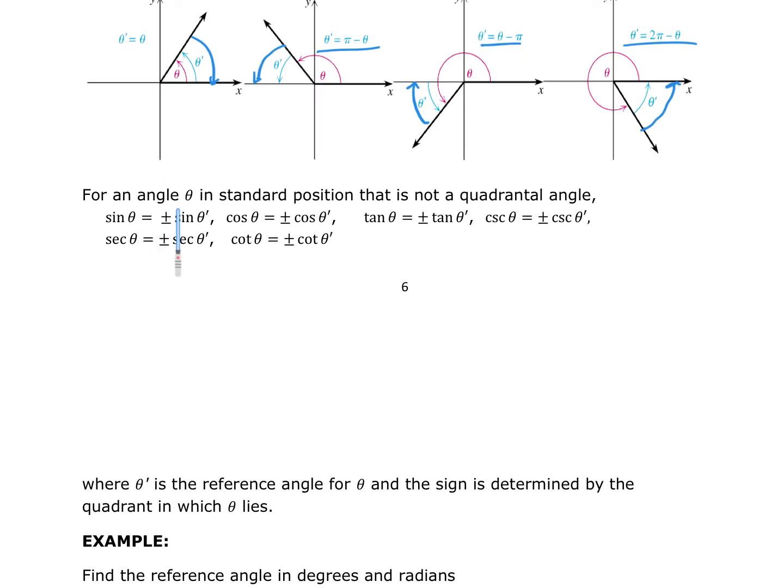Now, for an angle theta in standard position that is not a quadrantal angle, my sine of my angle theta, which we're going to talk about in the next video, is either going to be positive or negative of the sine of my reference angle. I'm going to talk about this in the next video, but this is just a heads up.